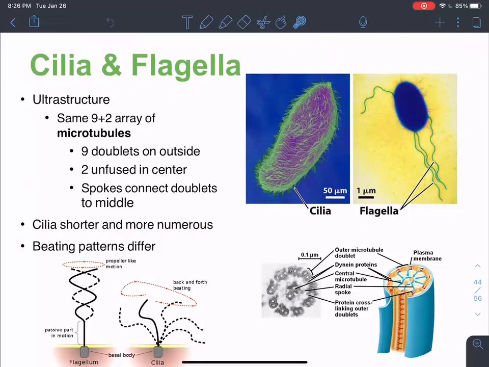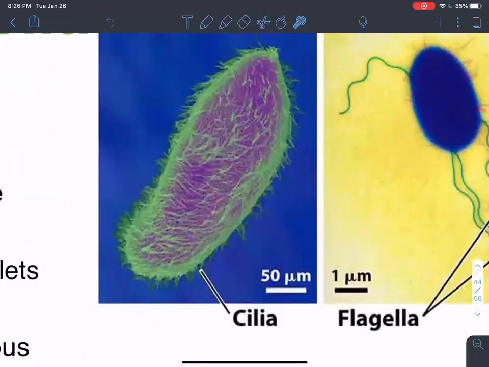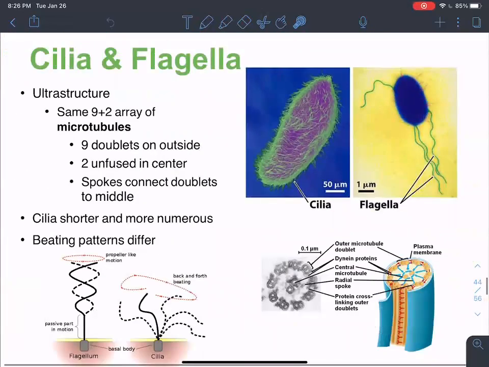So you can see here that the cilia on this cell look like little hairs. So anytime you see a cell that is just covered in a hair-like material, that's most often going to be cilia that are allowing for motility of that cell.